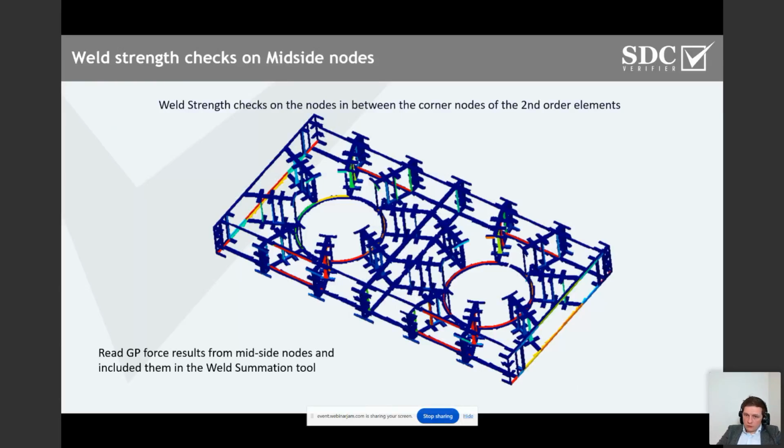This is pretty straightforward. This does not require you to do anything extra. If your model has mid-side nodes, we are taking that into account, and we are including that in the calculation of weld strengths.